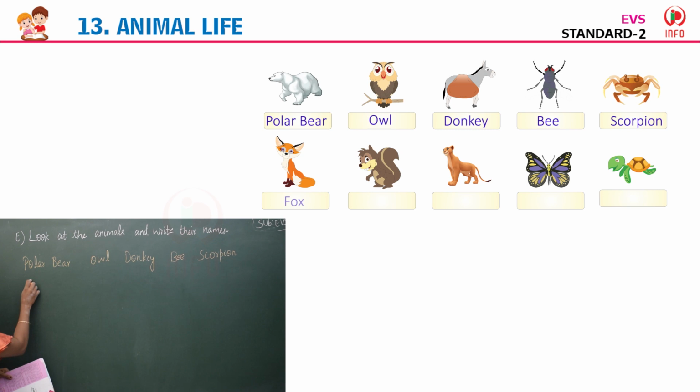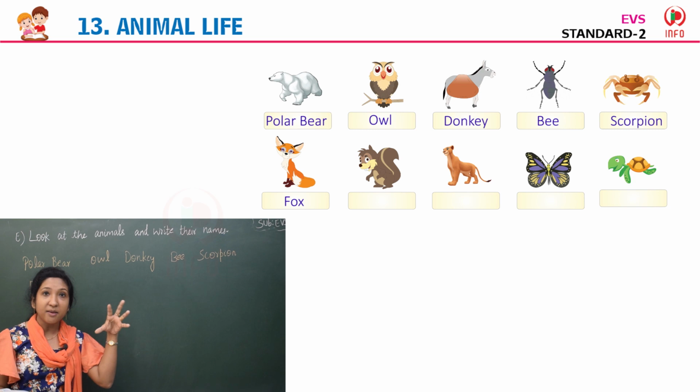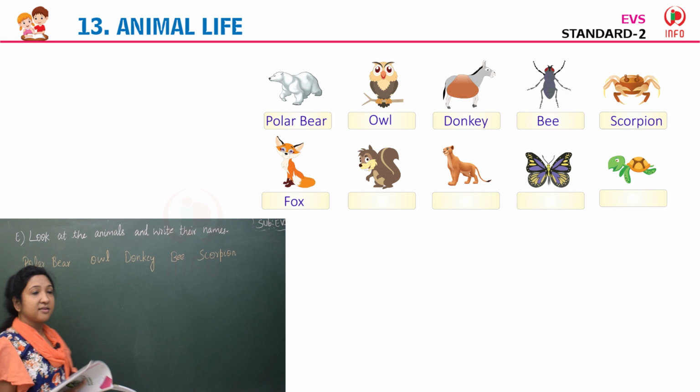Then next, which is the image here? Can you name this animal? A climbing animal which climbs and lives on trees. Yes, squirrel. S-Q-U-I-R-R-E-L, squirrel.